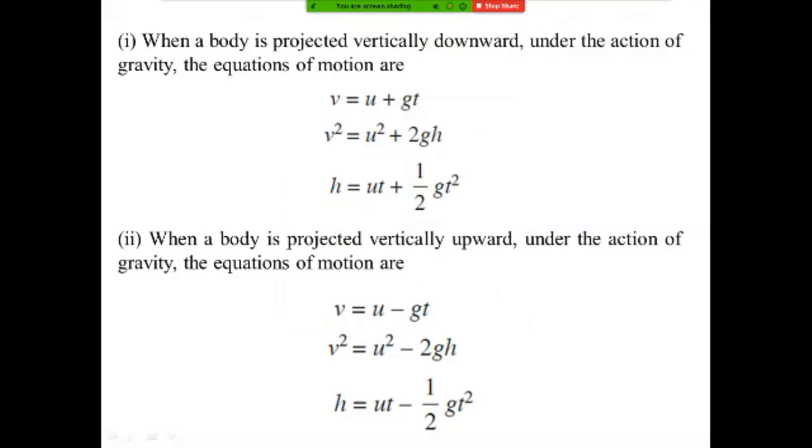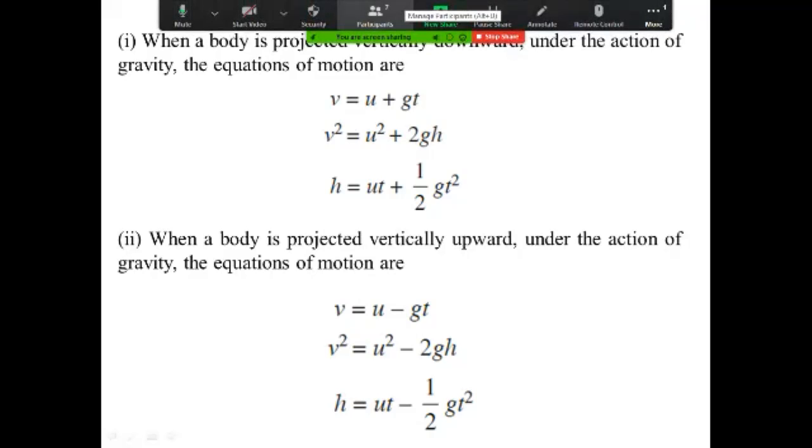In those equations, acceleration a is there. In these equations, in place of a, g is there, acceleration due to gravity. In linear equations you have distance as s. Here in these equations for distance you have h. Apart from that everything is the same. Now it is clear.